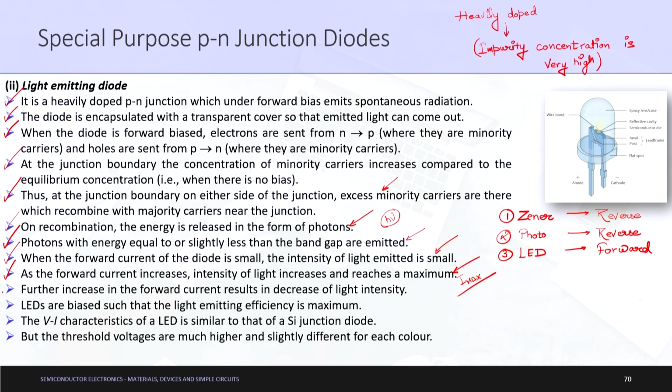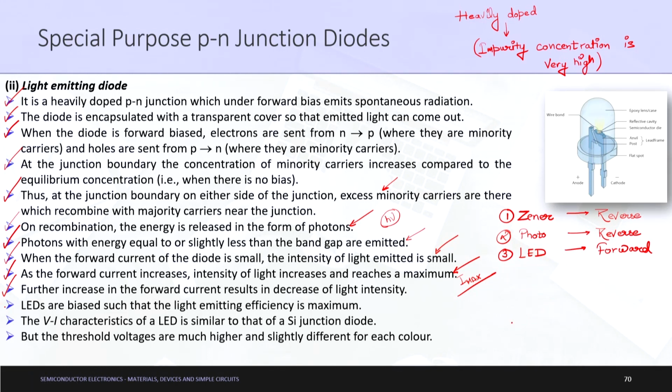Fine. Further increase in the forward current results in a decrease of the light intensity. So, basically the intensity keeps on increasing first and then it decreases.